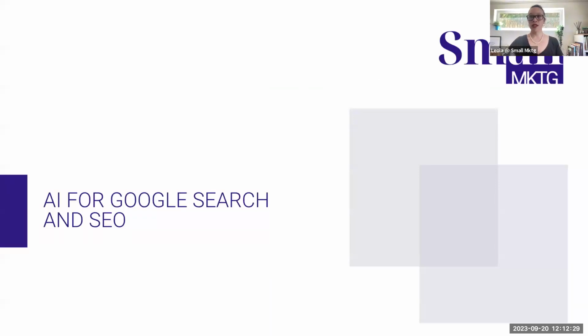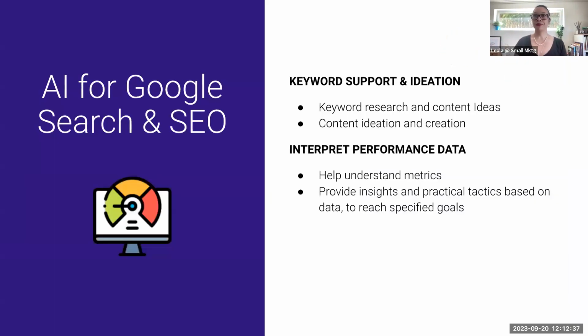All right, so let's jump into the area that we're all here for, AI for Google search and SEO. Now, there are so many things that ChatGPT, Bard, and loads of AI tools can do. And there are so many plugins that are available now. It actually can get quite overwhelming and confusing. So I've just broken it down into two very small, simple areas that you can start with if you haven't started using AI yet. And that's keyword support and ideation, and interpreting performance data. Now we'll go through these in a second.